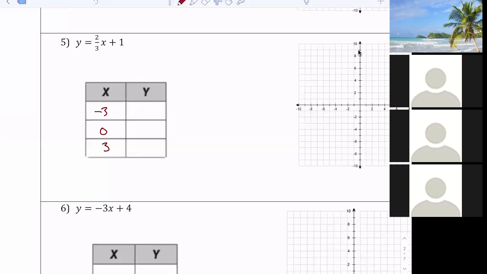Listen, there is a fraction button on your calculator, but that's for people who don't understand what a fraction is. A fraction is simply a division sign. So if I'm asking you to type in 2/3 x, you can go 2 divided by 3. If you want to type in the fraction, you can go to alpha y equals, and that gives you the fraction, but you don't need that. Type in 2 divided by 3x plus 1.